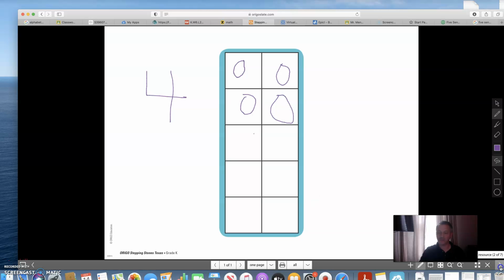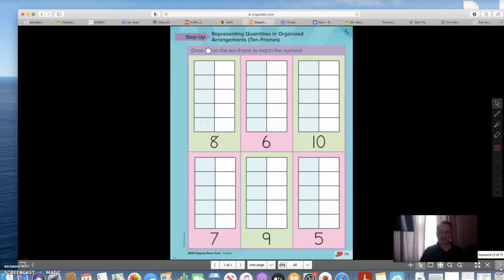Now, boys and girls, we're going to do our work in our stepping stones. This is page 79. Okay, so what we're going to do here is we're going to represent quantities in these 10 frames. So we're going to draw some circles to match the numeral, to match the number. So the first one is 8. See that S? See how I did that? They did that just the same way. Looks like an uppercase S and they connected it at the top. So let's go ahead and do that.